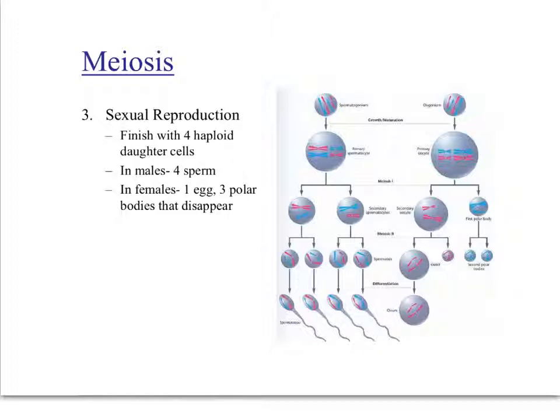Because remember, the whole point is to make daughter cells that are haploid, so again, only have half of the number of chromosomes. So in males, you'd be making 4 different sperm. In females, it's a little bit different.